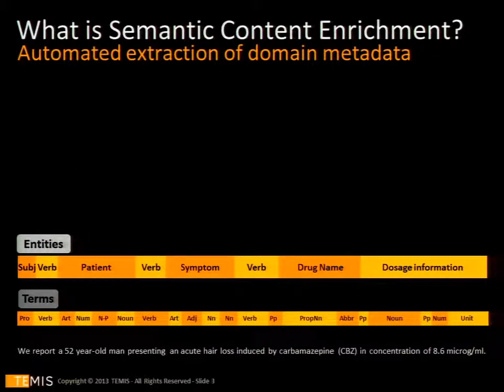So in this case, the system groups words together, terms, noun phrases, to find entities like, in this specific example, a patient, a symptom, a drug name, and then something which looks like the dosage information for this drug.